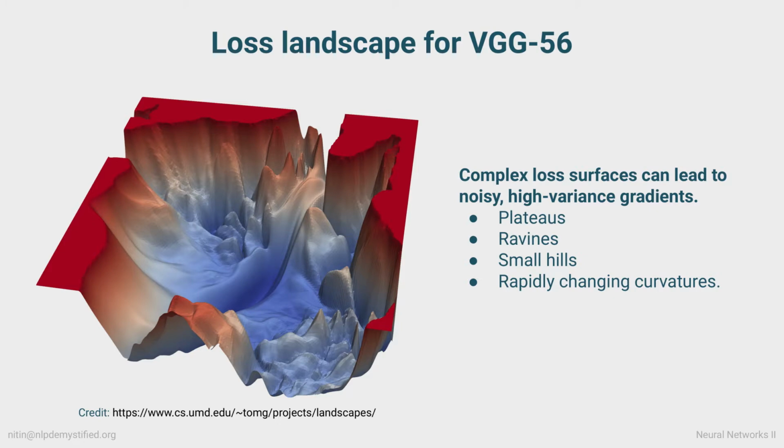This is the loss landscape of an old image classification network called VGG56. It's highly complex with plateaus, ravines, and small hills. The gradient can change dramatically between iterations, and there's plenty of opportunity to get stuck somewhere and never reach the global minimum.